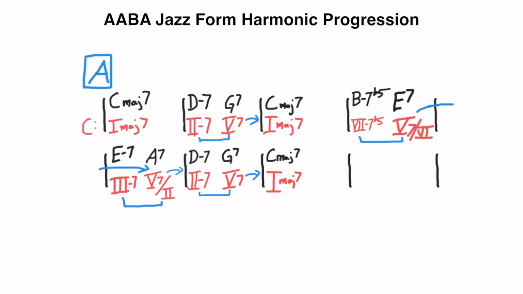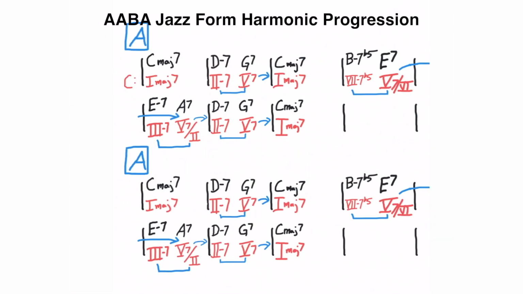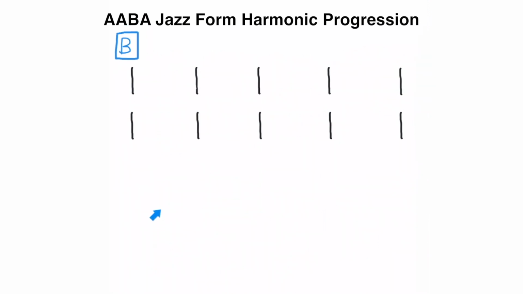Here's what our progression sounds like with a rhythm section performing it in a swing style. And for the AABA form, we would repeat this section before moving on to the B section. Here's our 8-measure setup for the B section.